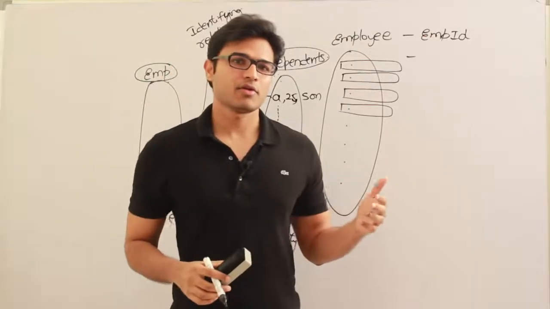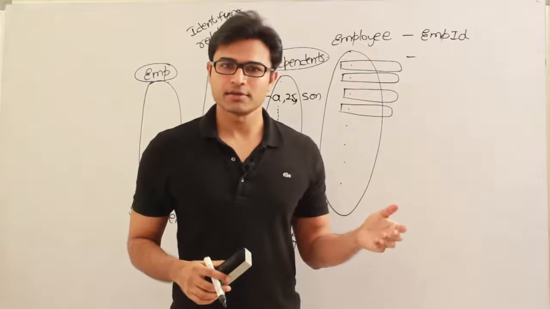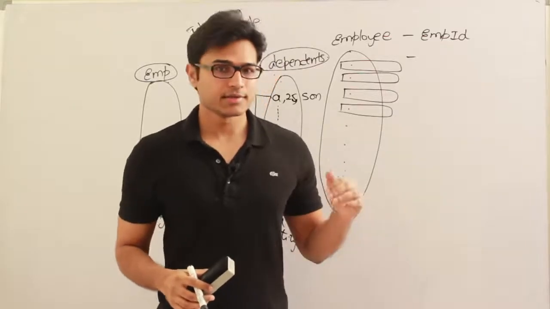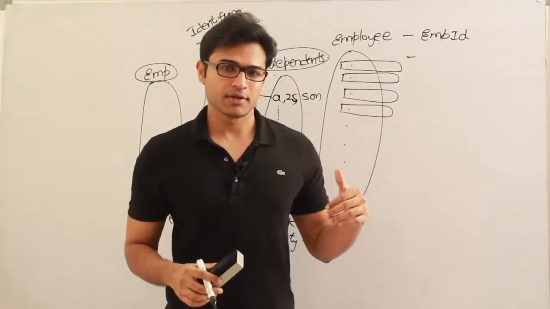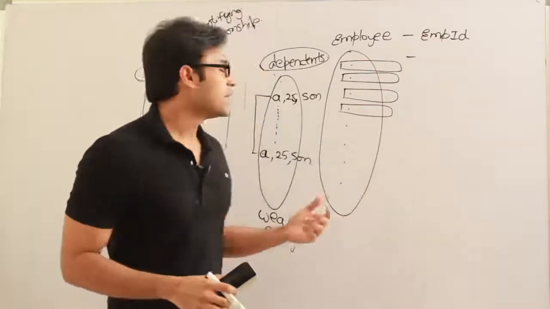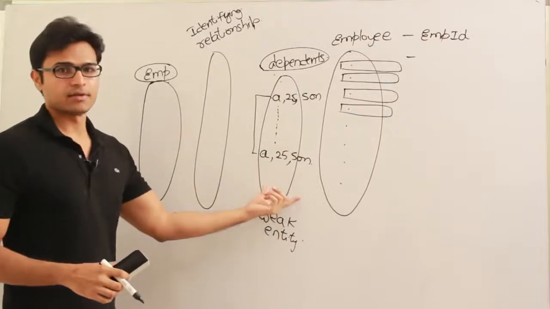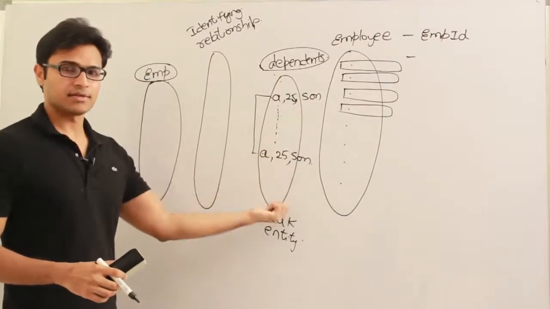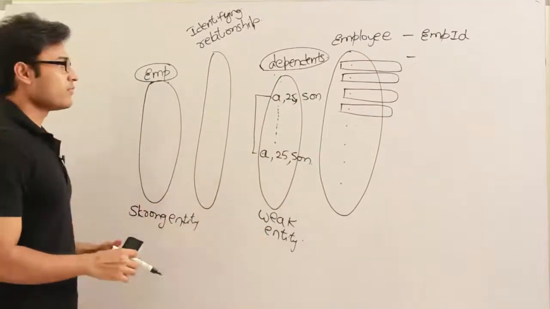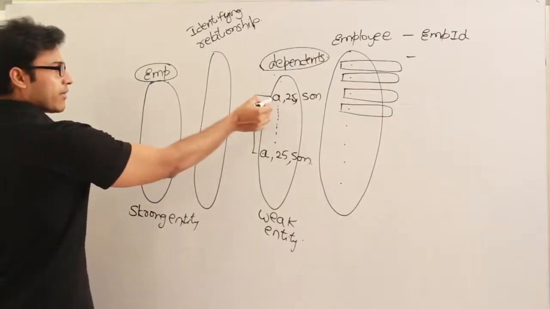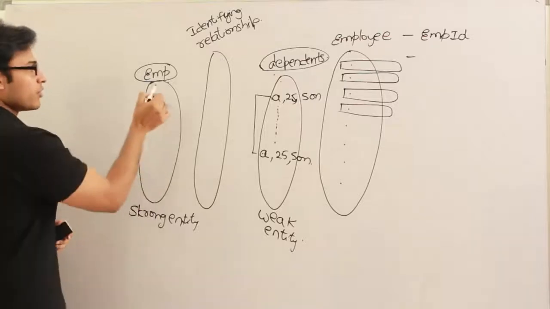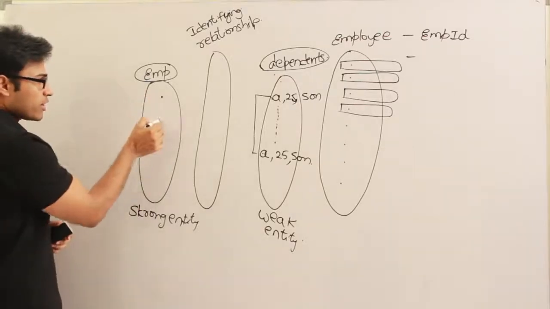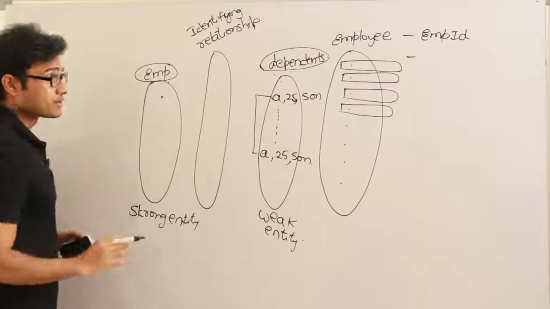Other relationships are not mandatory, they are optional, but here this relationship is mandatory. Without this relationship, there cannot be any entity existing here. It is called existence, right? So for every dependent here, there has to be an employee here, but for an employee here, he might not have any dependents.